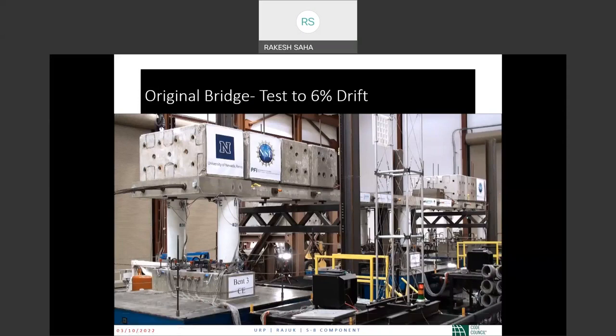So we tested individual columns before we took it to a two-span bridge that we tested in the laboratory, supported on 3 shake tables. So I'm going to show you the original bridge. And what I mean by original bridge is that, yes, we put all the components together, and we tested it on the shake table. I call that original.